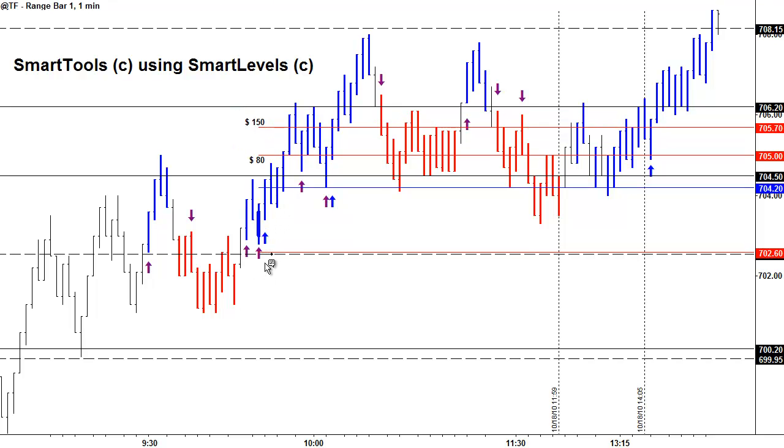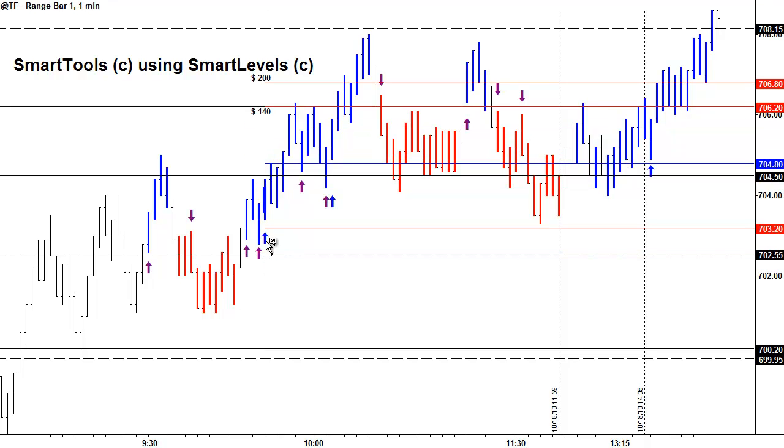However, this entry right here is a beautiful one in that the entry is above the smart level. The first target's reached with no problem, and you can see the smart level and the first profit target coincided. This is the time to exit both contracts and look for some sort of pullback. The smart levels are that good. So indeed, that's what happened.